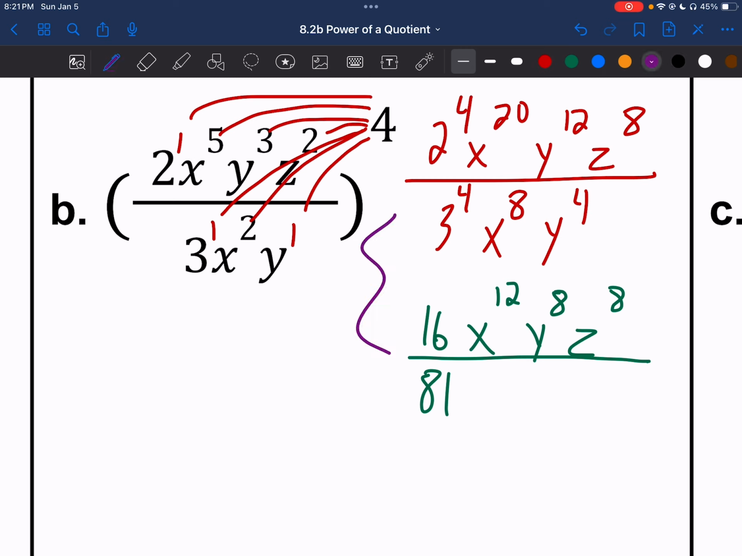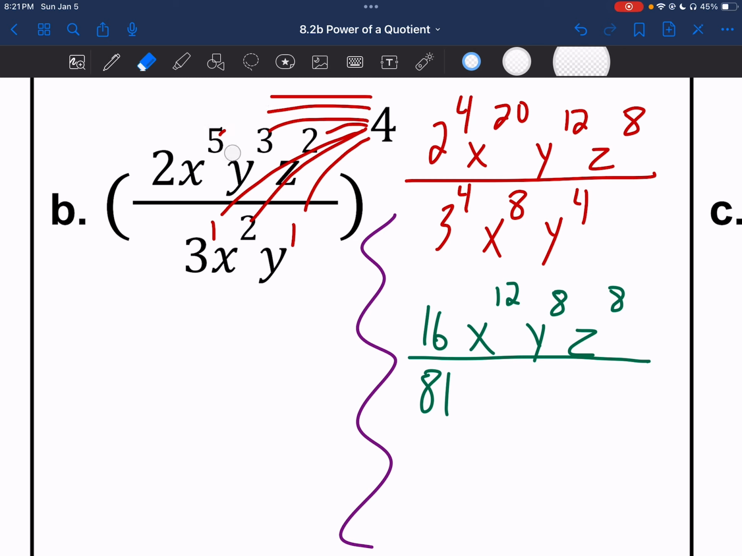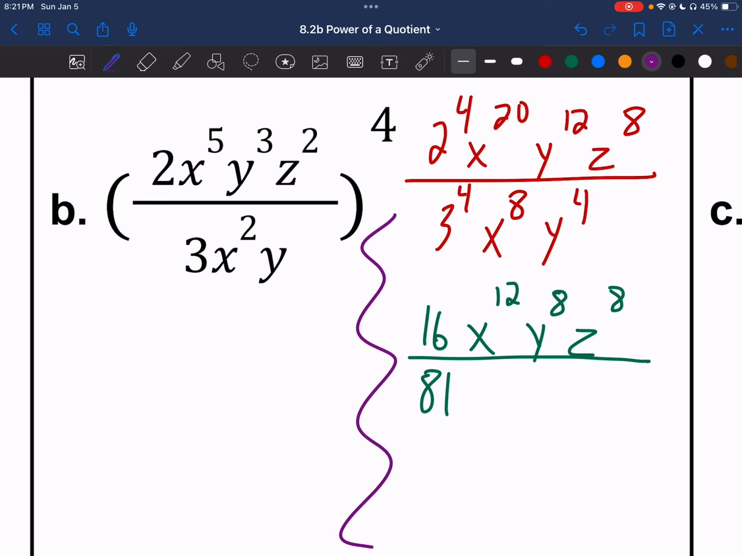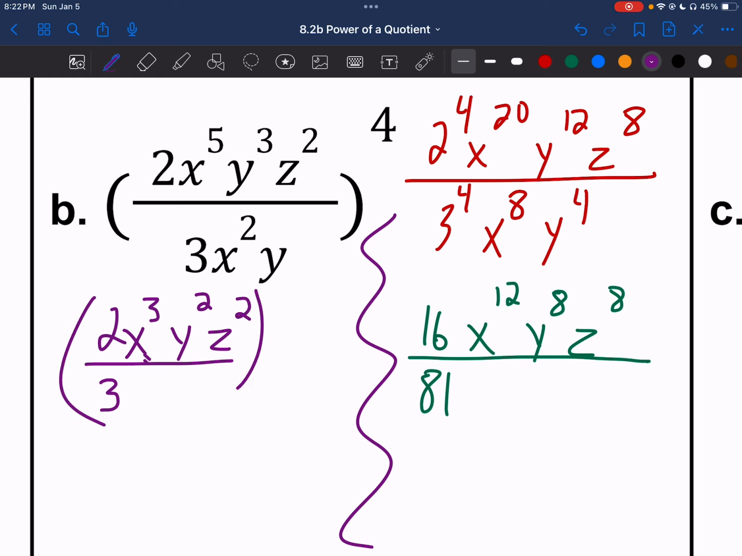Your alternate way would be, instead of doing all this messy distribution, we're going to start by simplifying. We're going to simplify our fraction as much as we possibly can. So the 2/3, there's no simplification there. X to the 5th over x squared. Where do I have more x's? In the top. How many more do I have? I have 3 more. Y to the third over y. Where do I have more y's? In the top, and I have 2. Z squared over nothing. Z squared stays at the top. Okay, and we put the 4 on the outside.